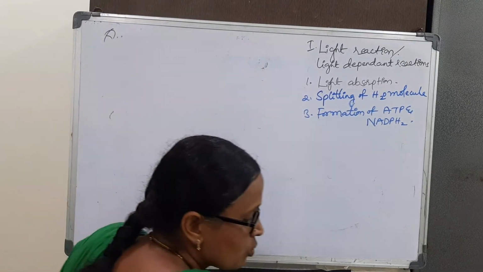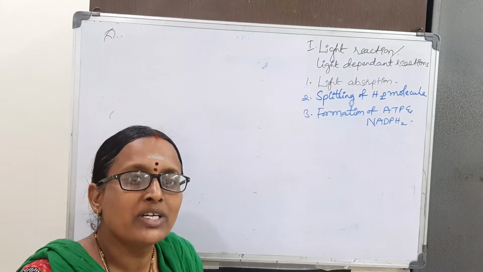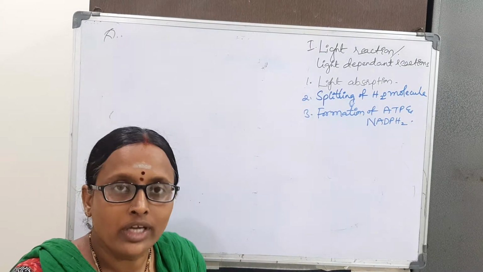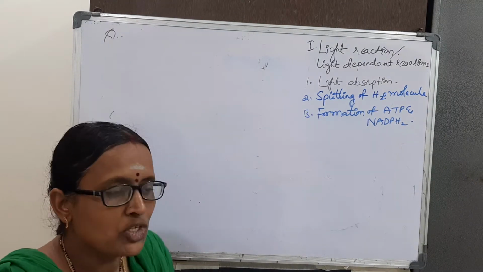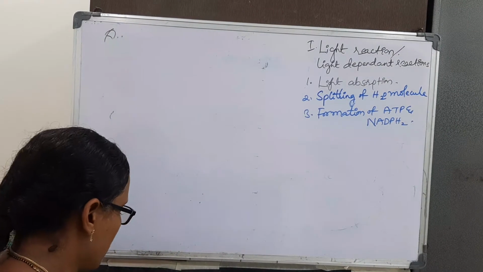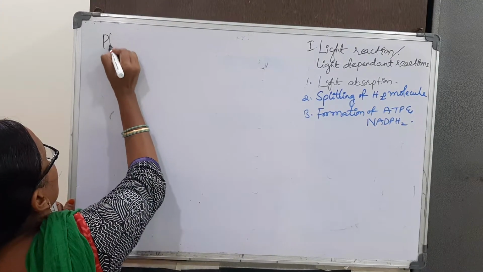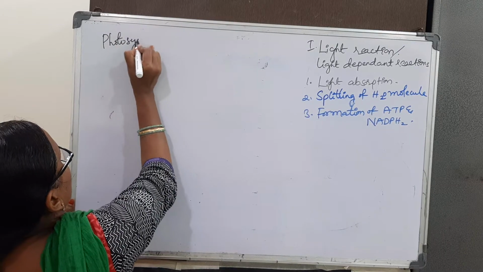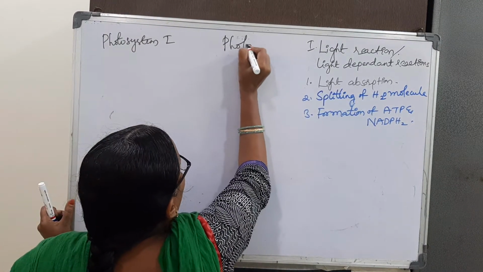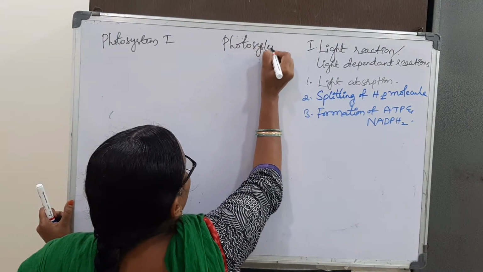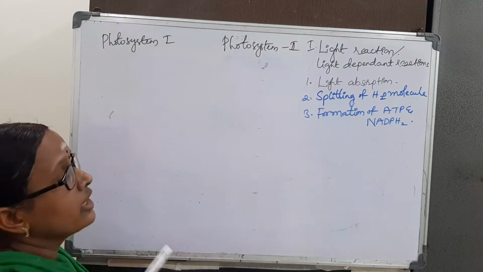So these quantasomes are present in the form of specialized systems. To capture the light, there are two special systems present in the plants, known as photosystem 1 and photosystem 2. So what are these photosystem 1 and photosystem 2?